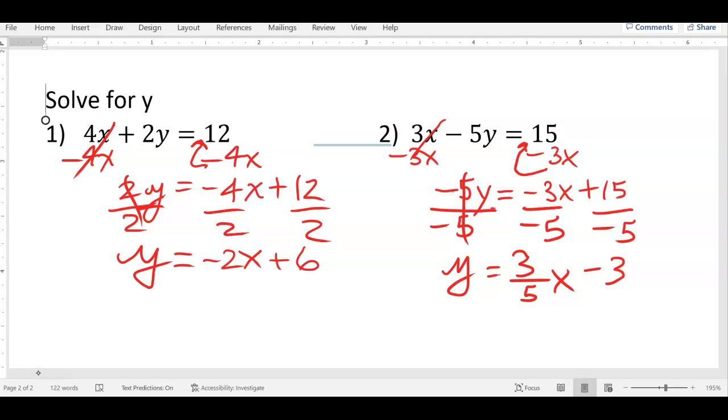You can use a calculator to help you out, okay? If I just type this in, it would give me this. If I type this in, it would give me this. So if you need that assistance, your yellow calculator will help you with those computations. The main thing you got to know is the steps for getting y by itself. You really need to be able to solve for a variable.